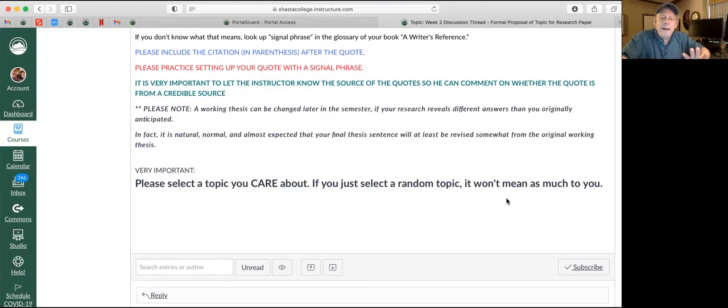But what I want to emphasize, I can't say this enough, find a topic you care about. Don't just find a random cliche topic like gun control or abortion or something like that. I've read hundreds of papers about that, and they are really not research papers. It's just somebody venting about their own opinion. And don't pick a paper just because you think you're going to impress the teacher and you're going to earn a better grade. Find something you care about, okay?